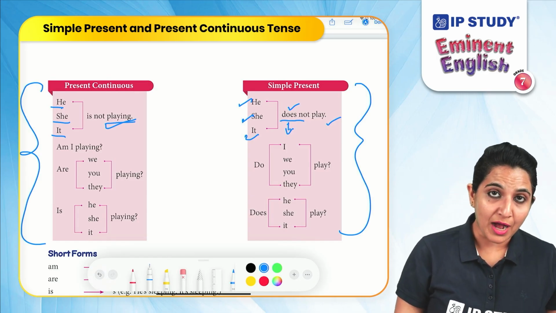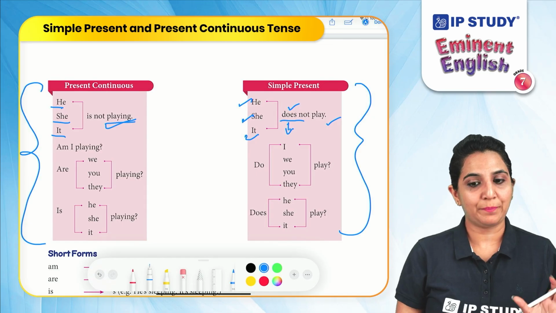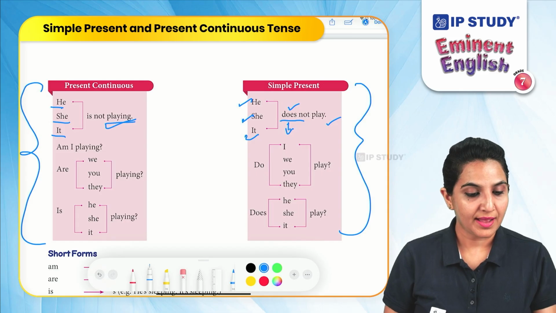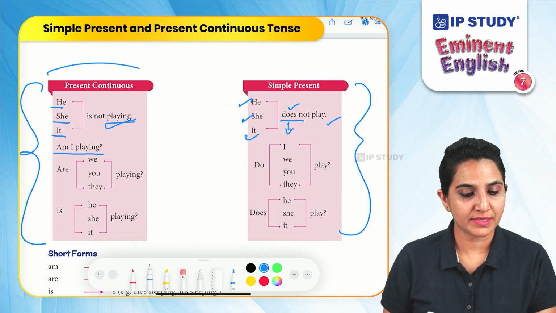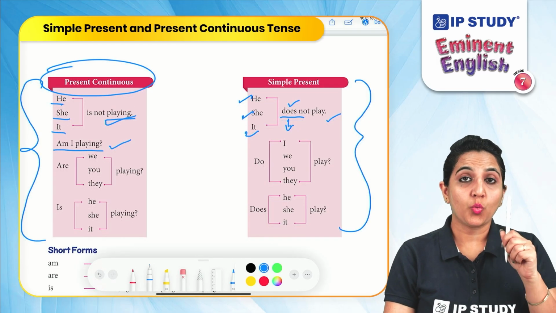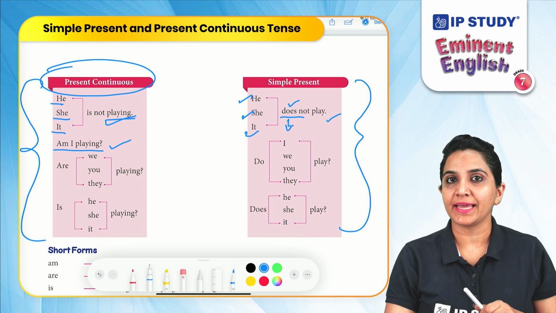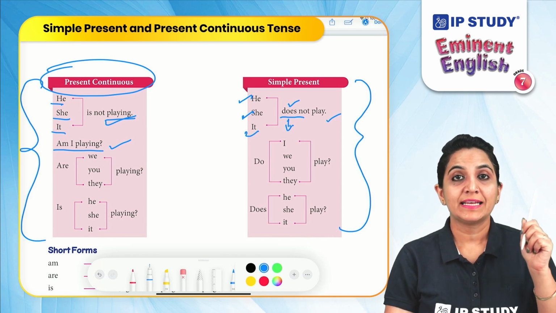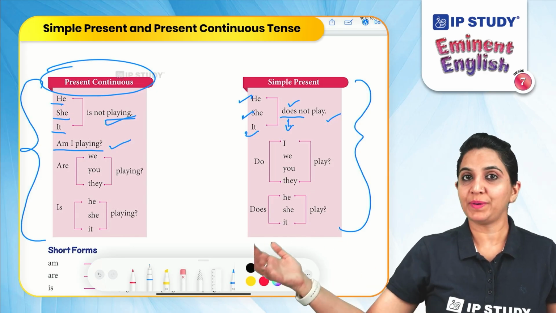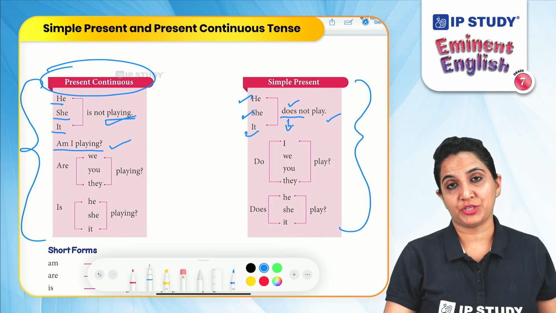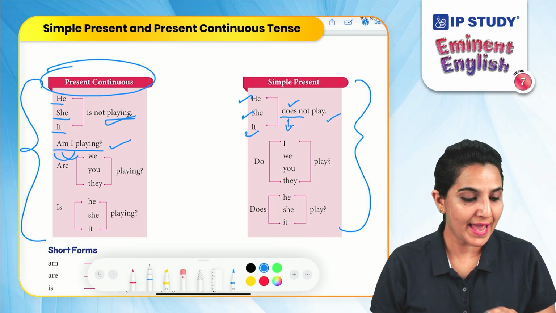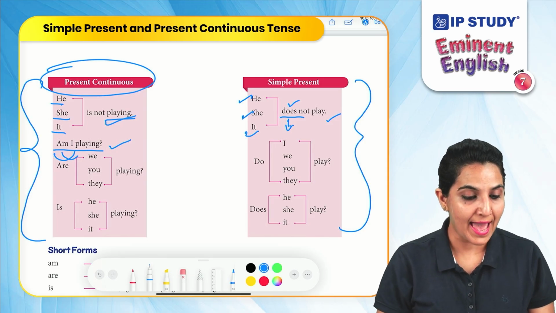Now, how do we make questions using present continuous tense and simple present tense? Let's study them in detail. Am I playing? With present continuous tense, am I playing? Do you remember, with the first person I, what did we use while talking in present continuous tense? Very good. I am playing. Now, when you make the question with present continuous tense, I am changes places and the question becomes, am I playing?